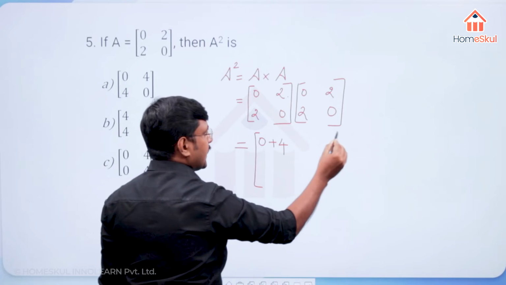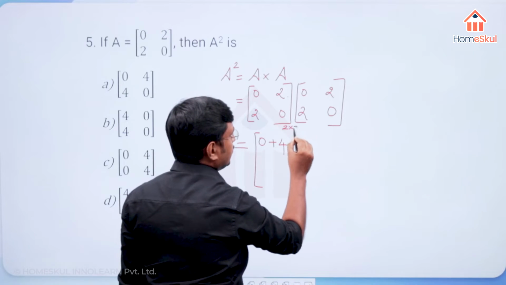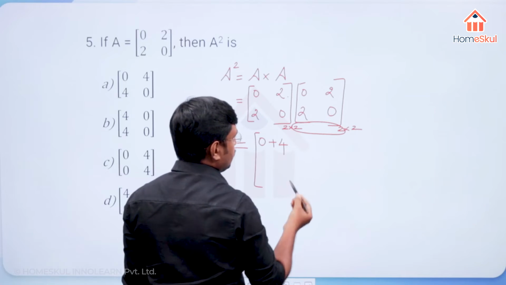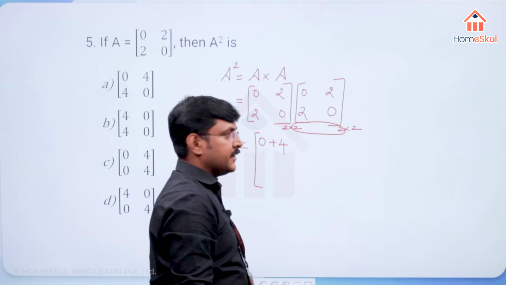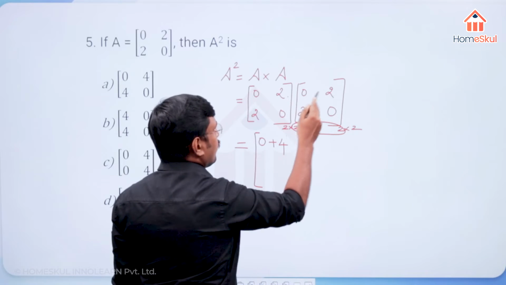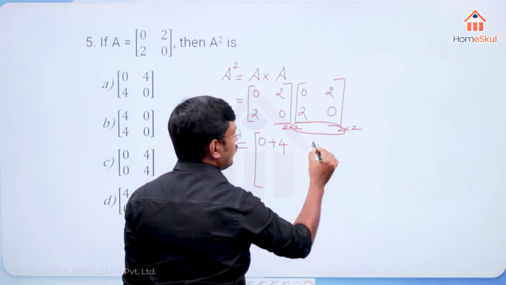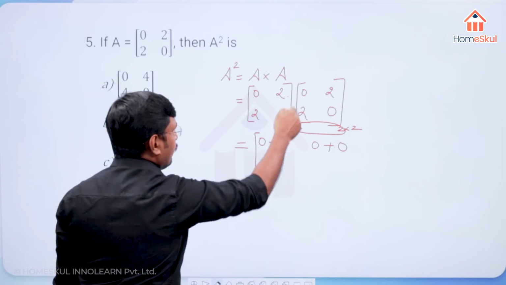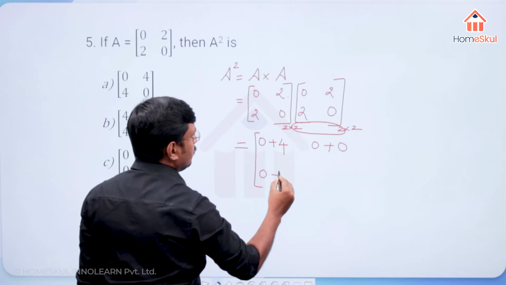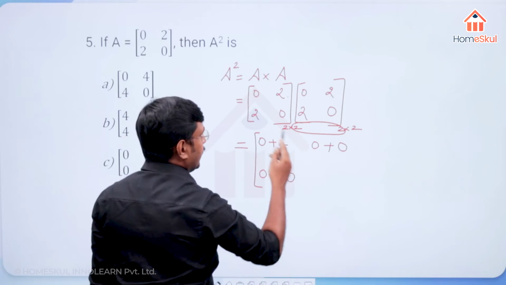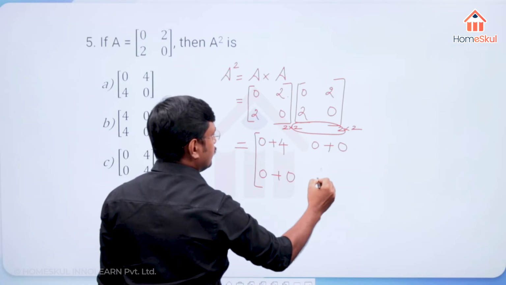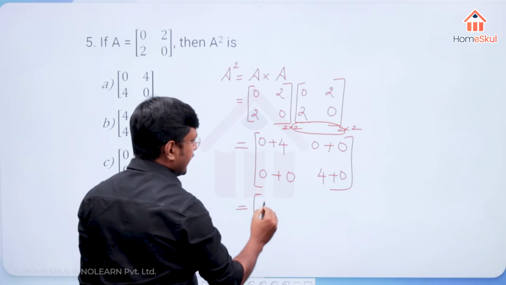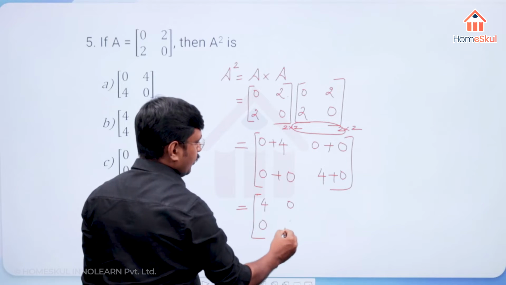Next, since this is a 2 by 2 matrix and this is also a 2 by 2 matrix, the resultant matrix will be a 2 by 2 matrix. So I am framing a 2 by 2 matrix. Yes. Next, first row, second column, 0 into 2, 0 plus 2 into 0, 0. Next, second row, first column, 2 into 0, 0 plus 0 into 2, 0. Yes, second row, second column, 2 into 2, 4 plus 0 into 0, 0. As a result, the final matrix you will get is 4, 0, 0, 4.